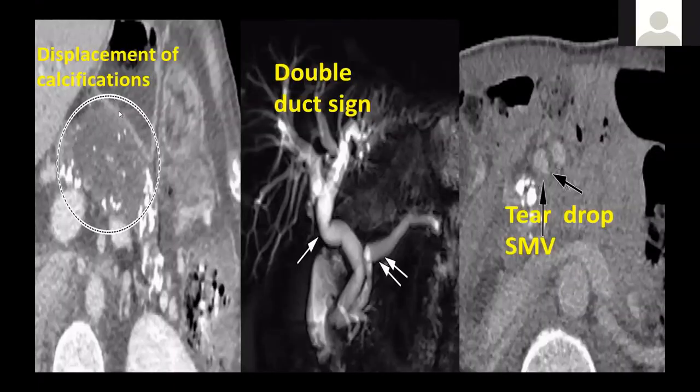Now, this is a case where there is formation of adenocarcinoma within the chronic pancreatitis. Here we can see the calcifications are displaced towards the periphery of the pancreas due to the mass effect by the lesion. There is also cutoff of the CBD and MPD by the mass lesion leading to the double duct sign. And teardrop SMV sign, this is due to the perivascular infiltration by the mass lesion, and this doesn't occur in inflammatory mass. So displacement of the calcification, double duct sign and teardrop SMV sign are the helpful signs to differentiate adenocarcinoma from mass forming chronic pancreatitis.